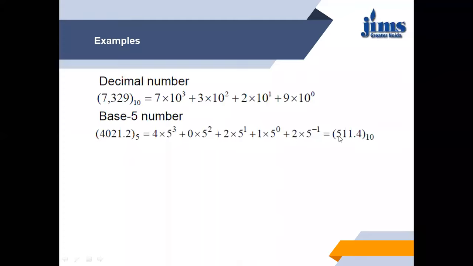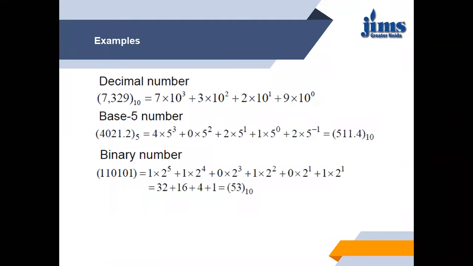And then this number comes to be 511.4 in base 10. But the value of this base 5 number was 4021.2. We cannot read it like 4021.2 alone. No, it will be 4021.2 base 5, and it is equivalent to 511.4 in base 10, like this.